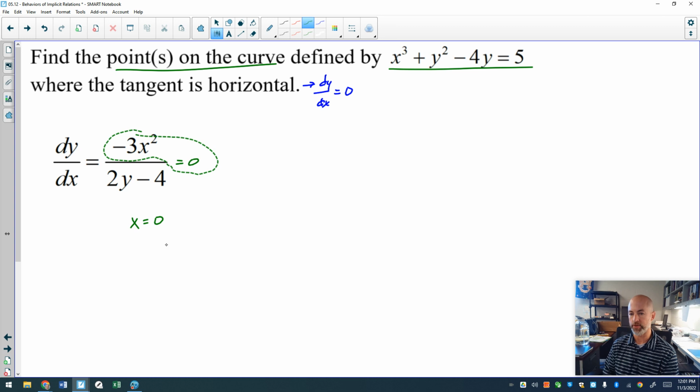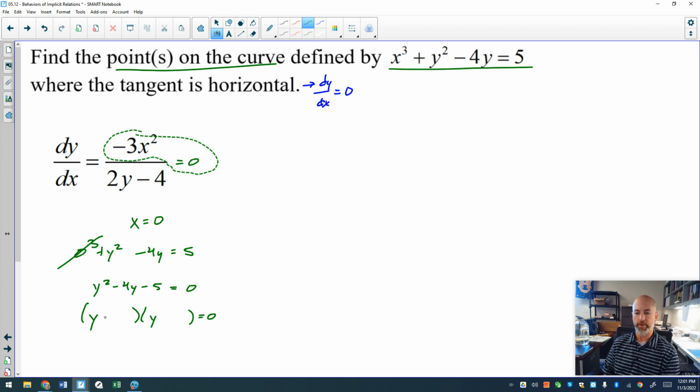And so if x is 0, then we have 0 cubed plus y squared minus 4y is equal to 5. Well, 0 cubed is obviously 0. To solve this, I will need to factor y squared minus 4y minus 5, or at least I hope it factors. And it does. If it didn't factor, we'd have to go with quadratic formula. All right. So that'll be y plus 1, y minus 5.